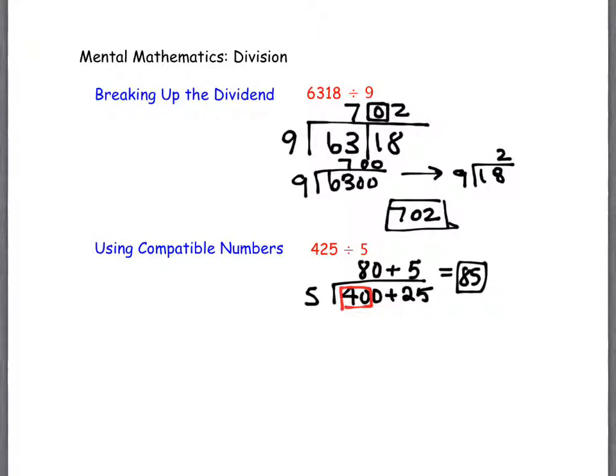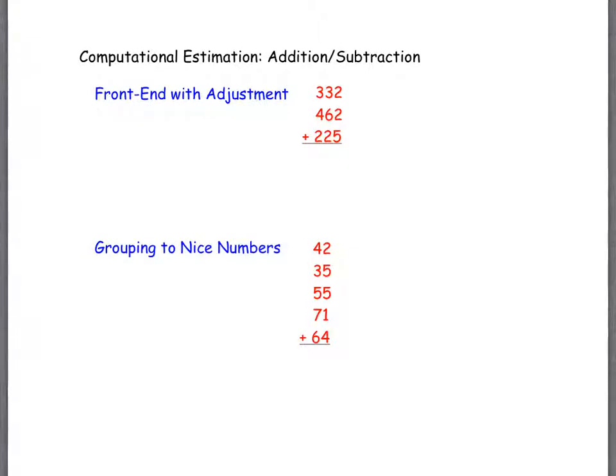It was there. 63 is divisible by 9. 4, not divisible by 5. So you have to think about it slightly differently. Breaking apart and then using compatible numbers. All right. The other topic of this section was estimation.